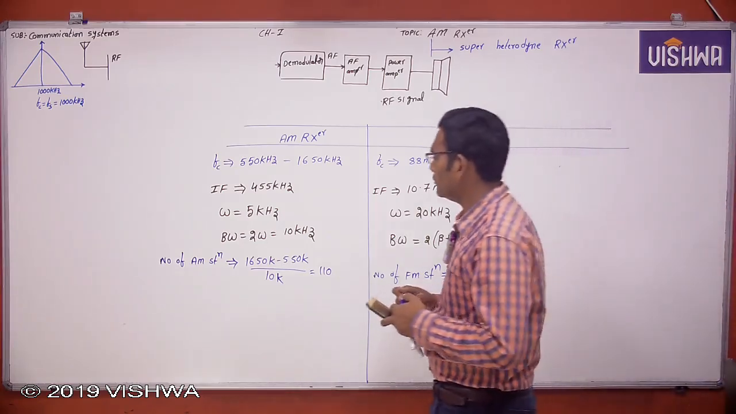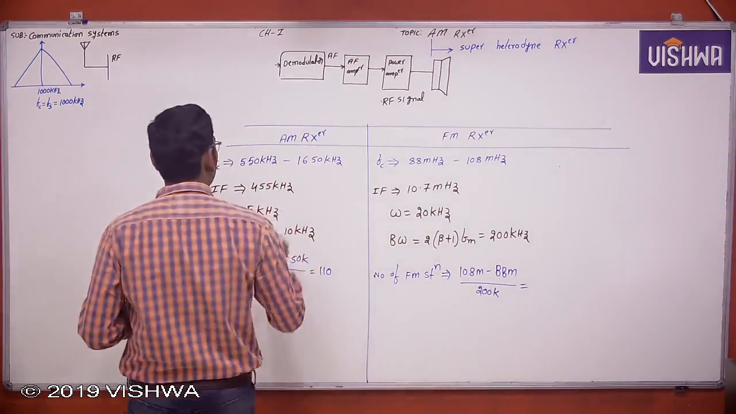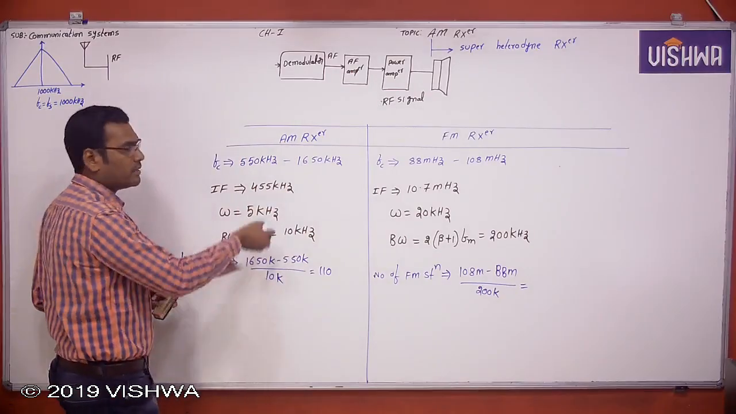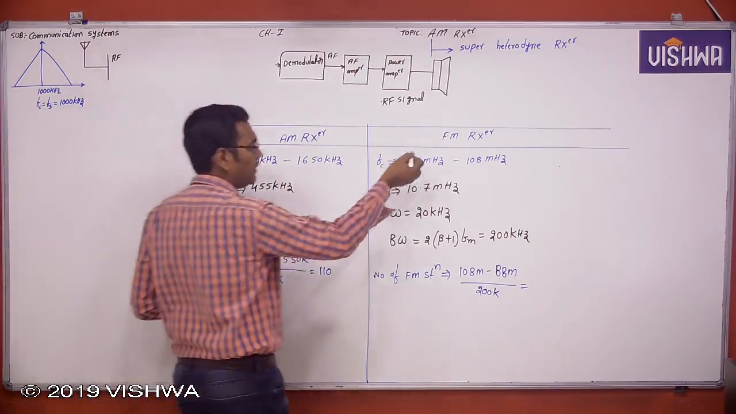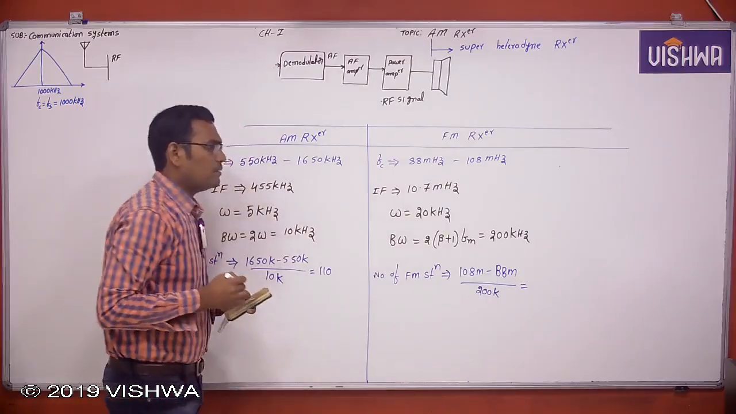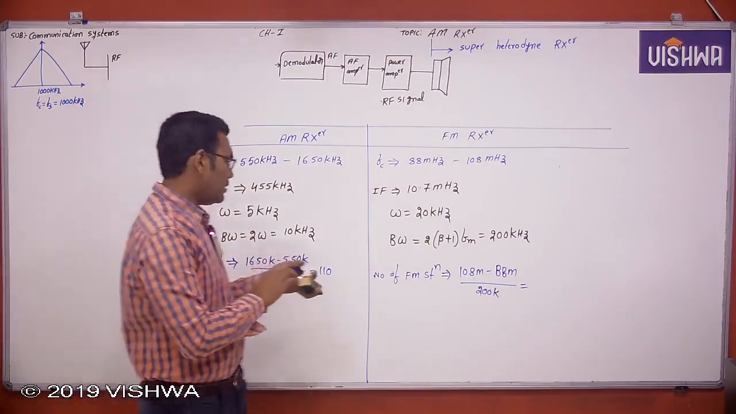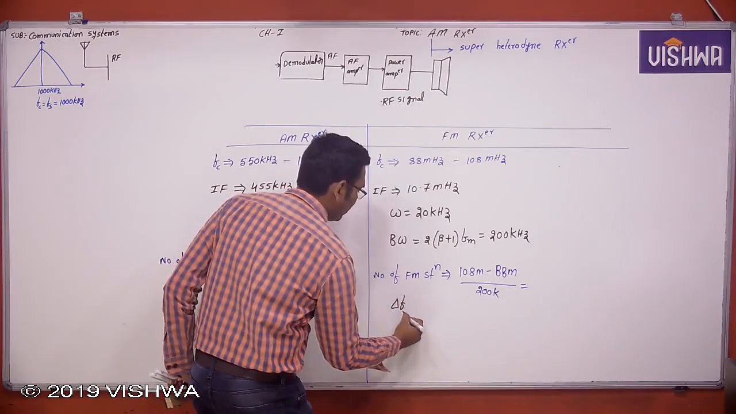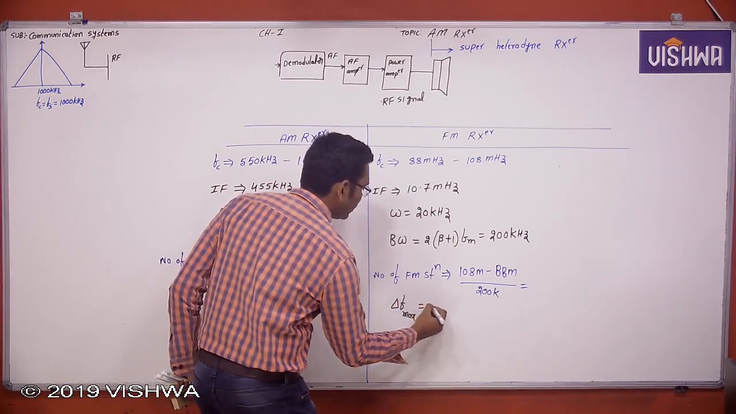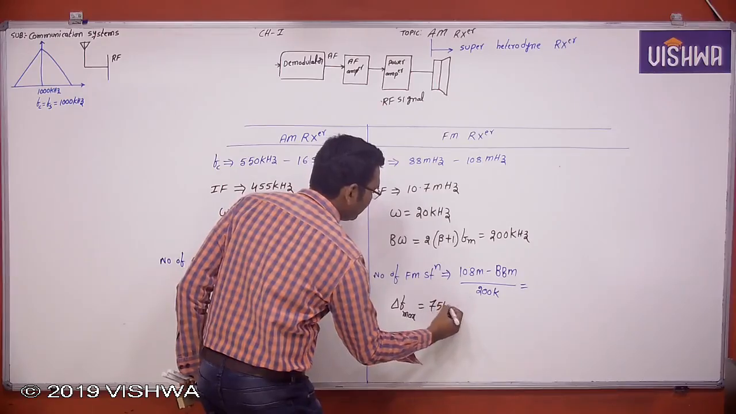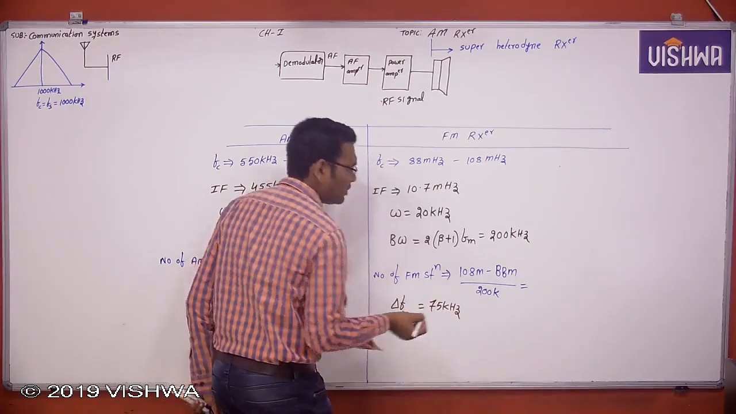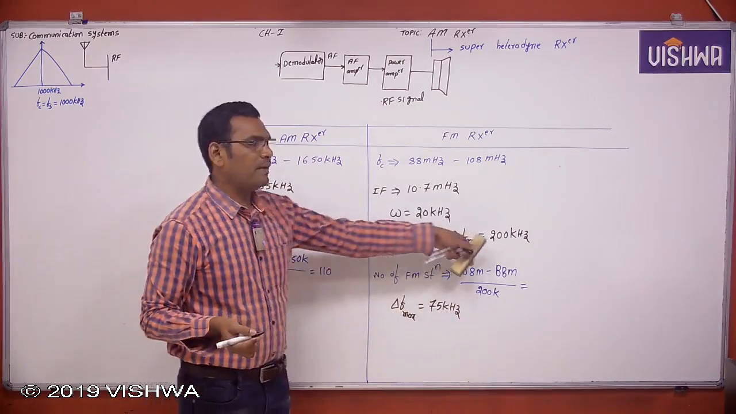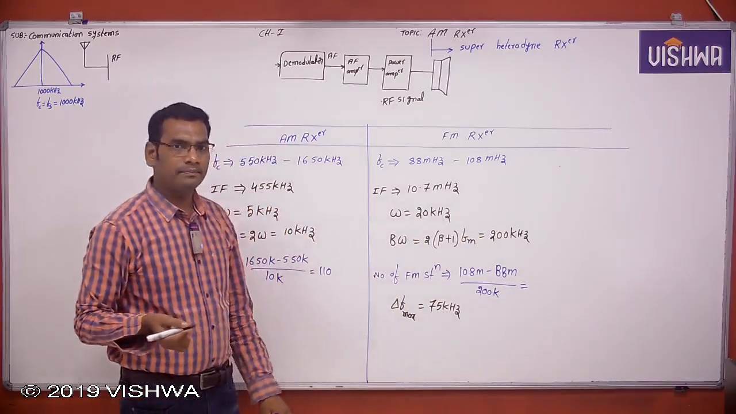Clear or not? So these are the technical specifications for designing of AM, and these are the technical specifications for designing of FM. This is required, okay? And here the maximum practical frequency deviation is 75 kilohertz, okay? You know that. FM requires more bandwidth, that's why this is high.